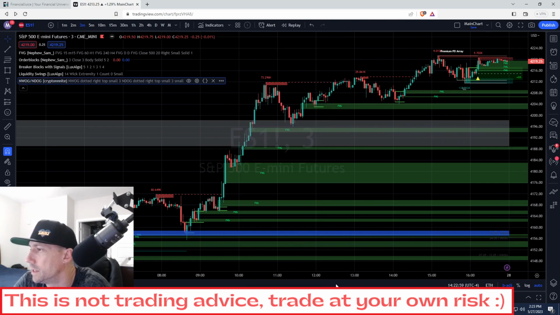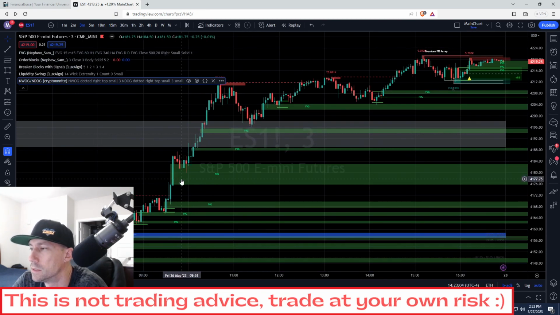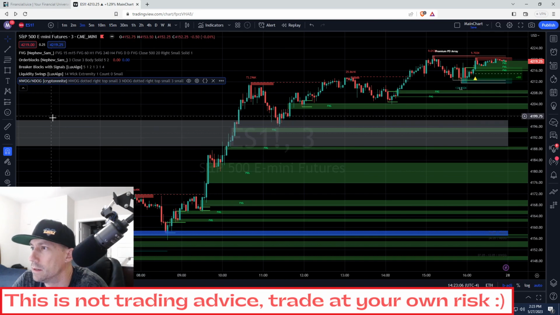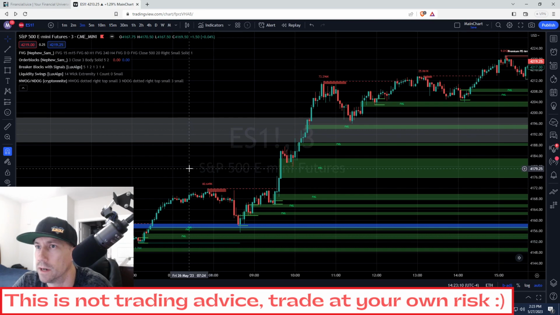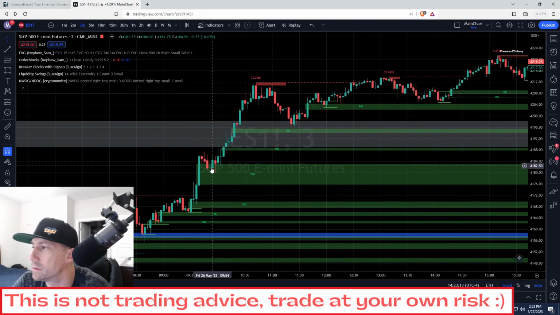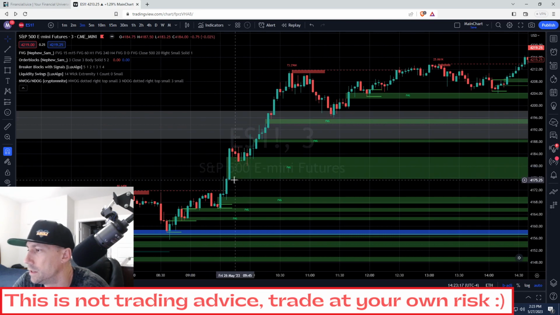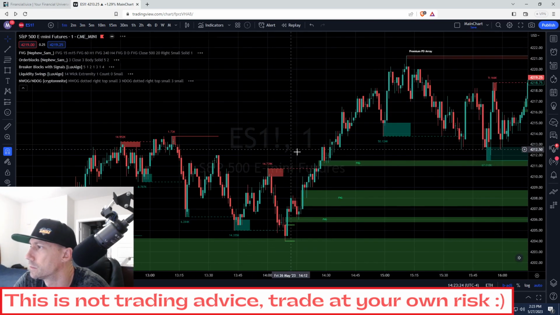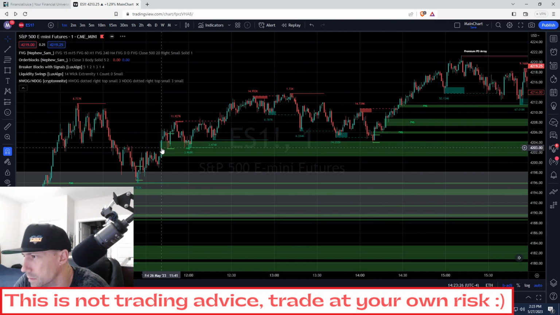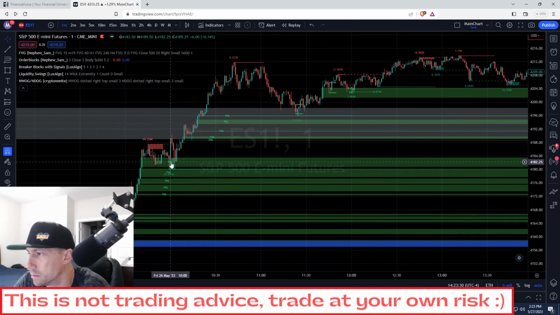And okay, first and foremost, the fair value gaps. You'll see that I played this in my live. If you go to my live from yesterday, Friday, you'll see that I played this. This would be our silver bullet. So here's 10 o'clock right here. I'll go to the 1 minute. So here is 10 o'clock right here.